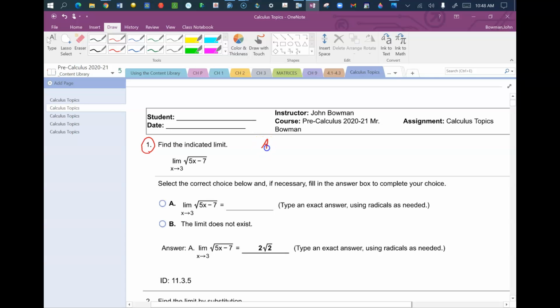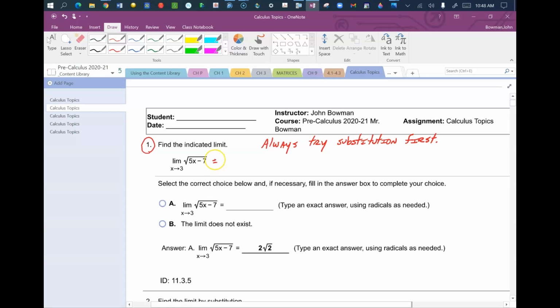So always try substitution first. Now, if you have a graph, obviously you're not going to use substitution, but if you're looking at it like this situation. So here's what we're going to do.